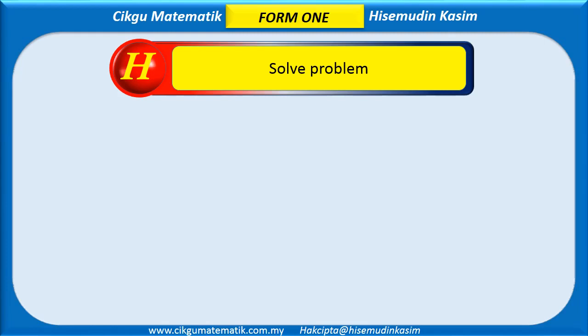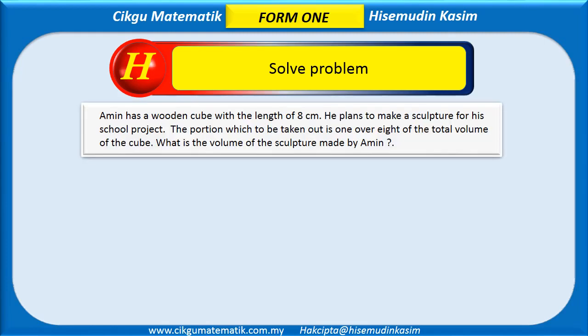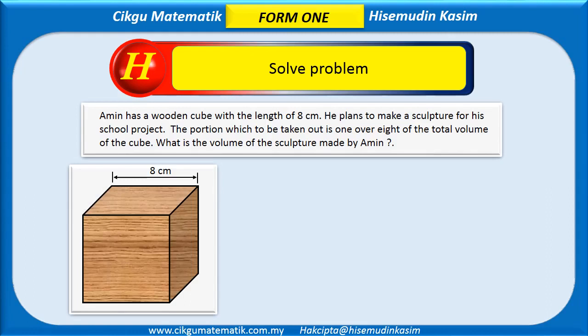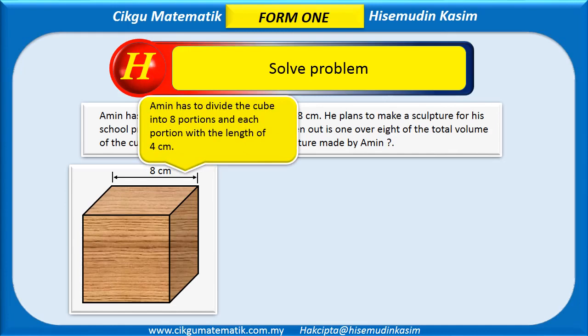H. Solve problem. Amin has a wooden cube with the length of 8 cm. He plans to make a sculpture for his school project. The portion to be taken out is 1/8 of the total volume of the cube. What is the volume of the sculpture made by Amin? Amin has to divide the cube into 8 portions, and each portion with the length of 4 cm.